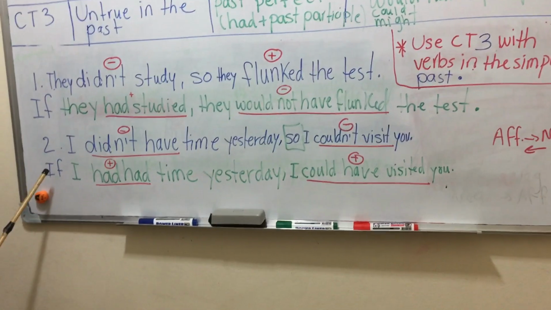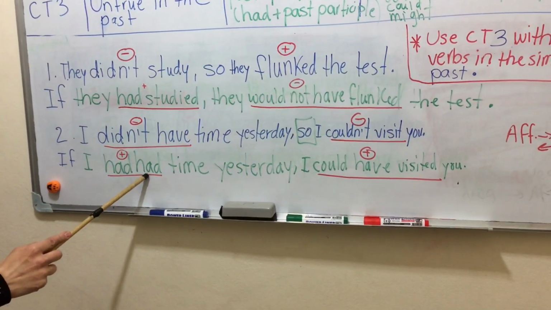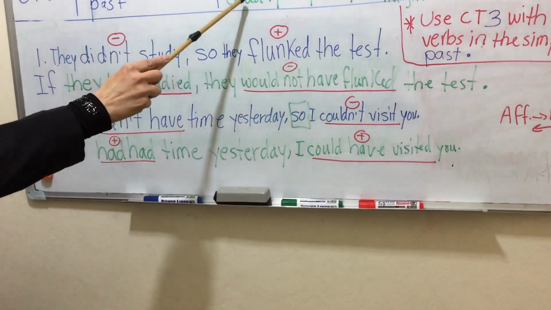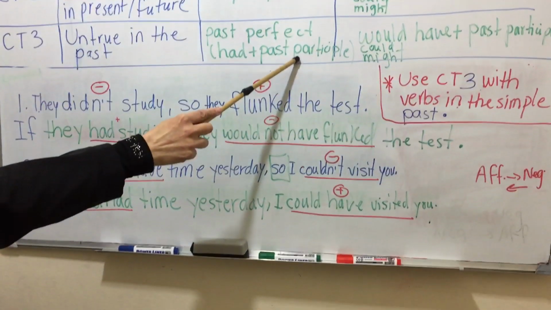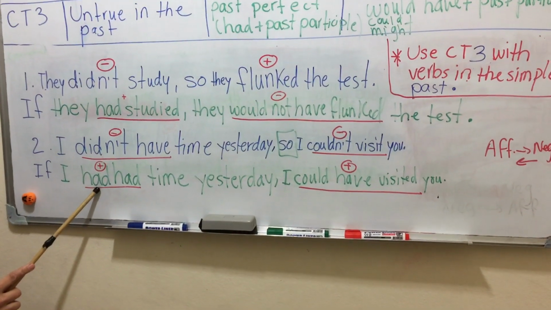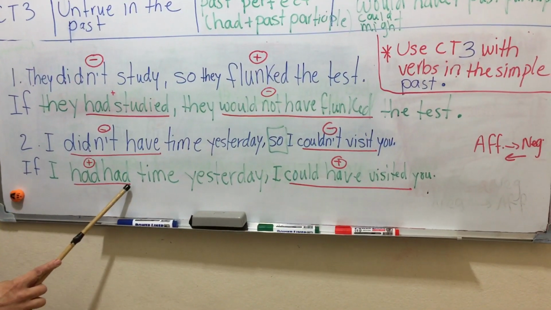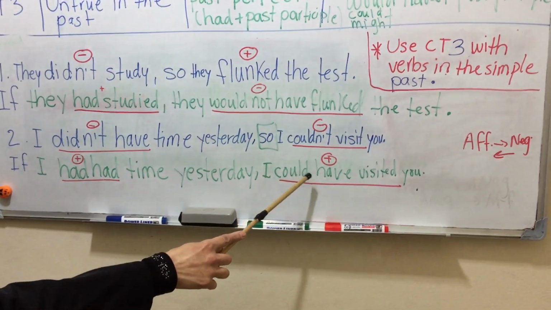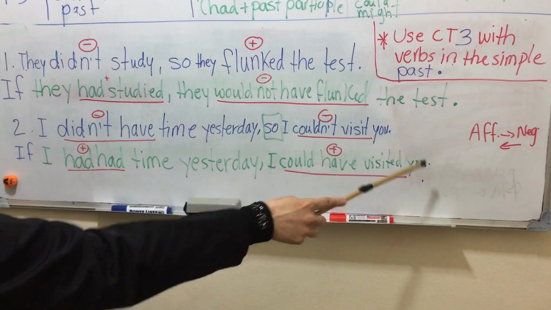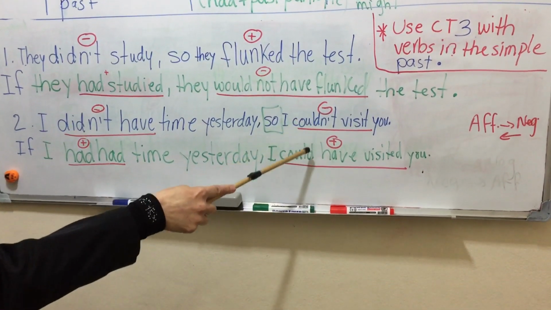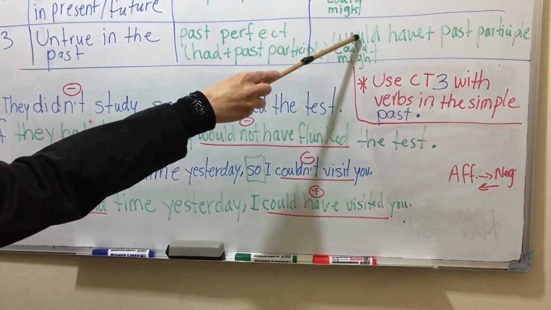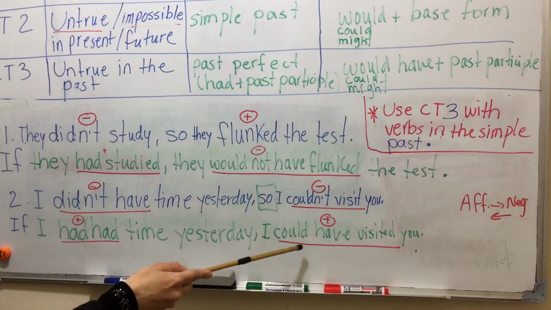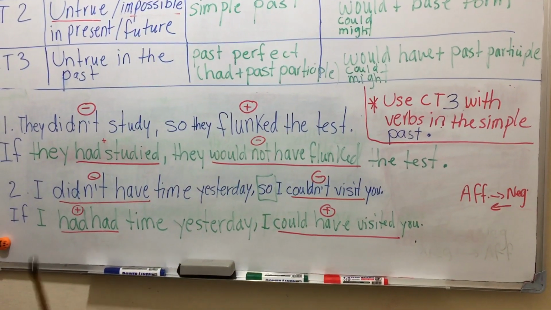If I had, yeah, the verb have in the past perfect is supposed to be had plus past participle. So we end up with had. If I had time yesterday, comma, I could have visited you. So here it was could, I kept it could because we have options. We can use would, could, or might. So could, you keep it could. And that would be it.